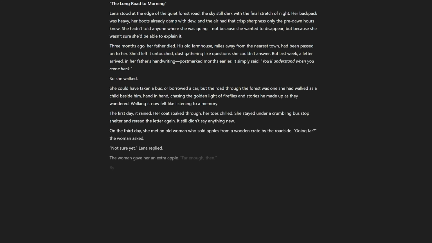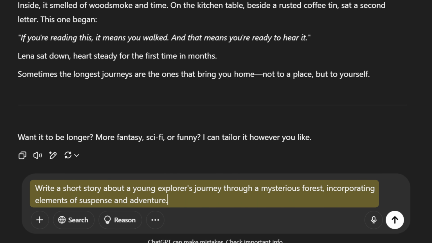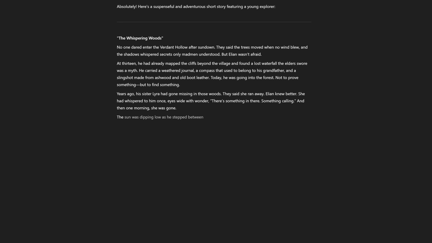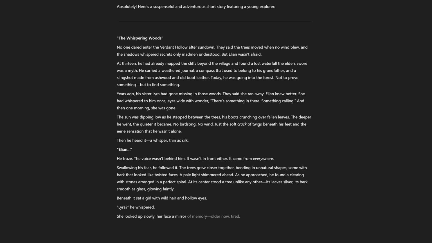And with the priming, I am now saying, write a short story about a young explorer's journey through a mysterious forest, incorporating elements of suspense and adventure. So I have given a lot of priming here, like the explorer is young, the journey is through a mysterious forest, and also incorporate some suspense and adventure in it. And based on that, it will write this story for me.